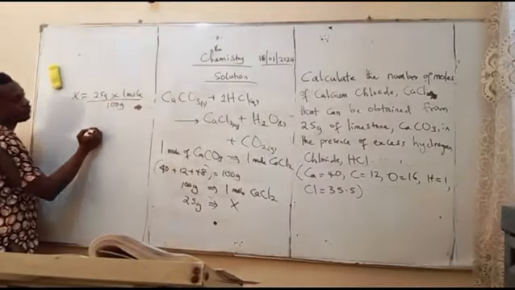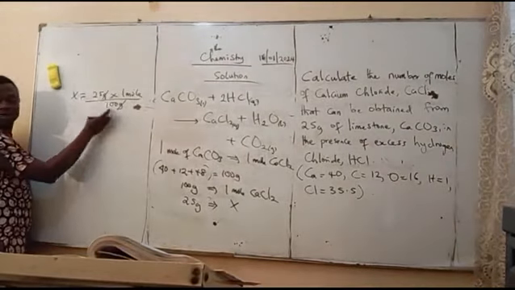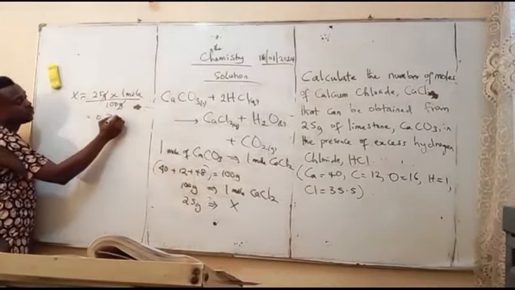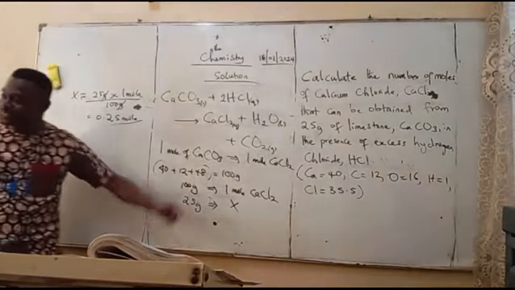100 gram. True of us. Gram will cancel gram. We are left with mole. 25 divided by 100 is what? 0.25 what? Mole. So 25 gram will actually yield 0.25 mole.